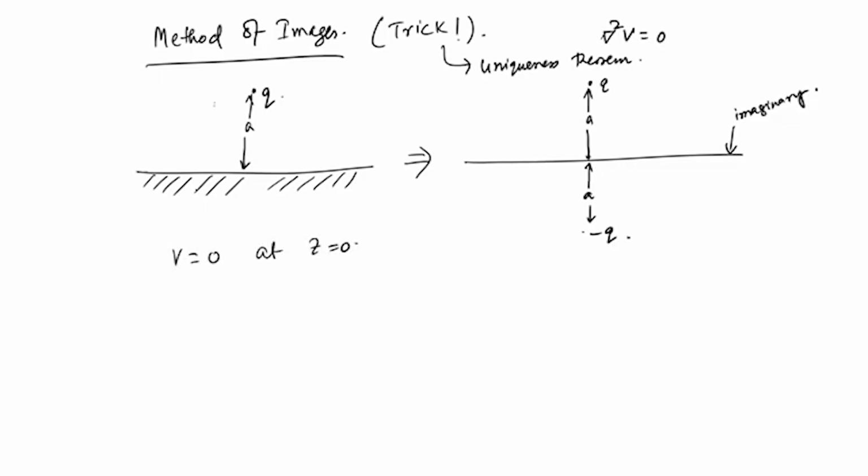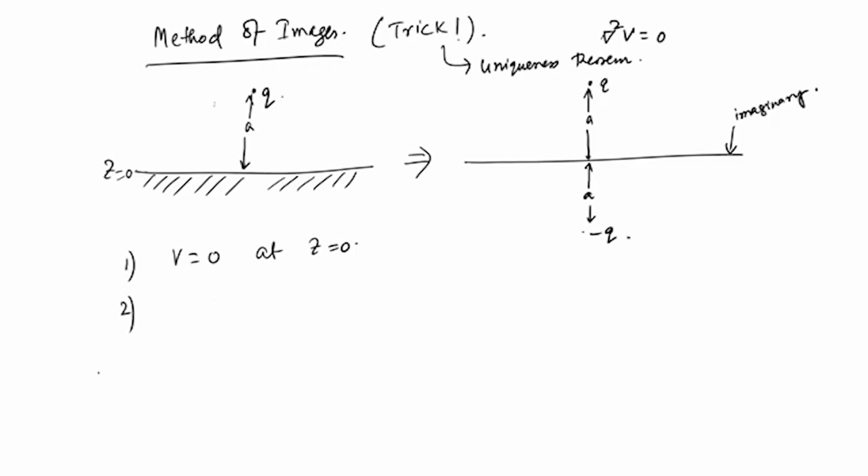So, we will set this up: Z equal to 0 is the plane, say for example, and we have this charge q at some x, y, z, and minus q at some x, y, z in the other direction. The plane is located at z equal to 0 and V equal to 0. Why? Because it is a conducting plane. Okay. And also there is one boundary condition.